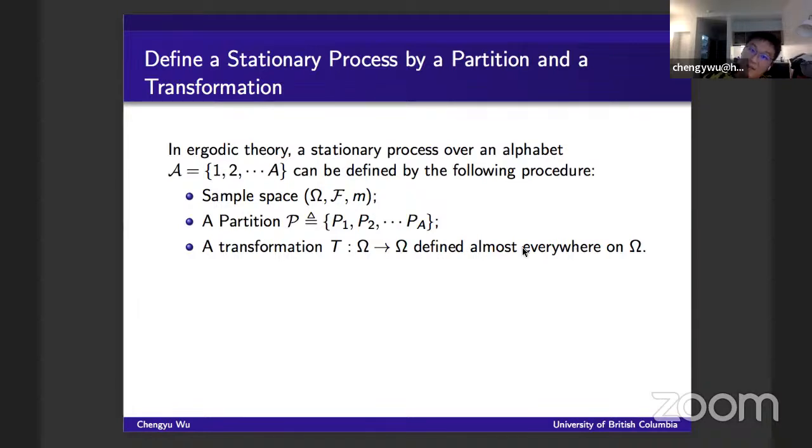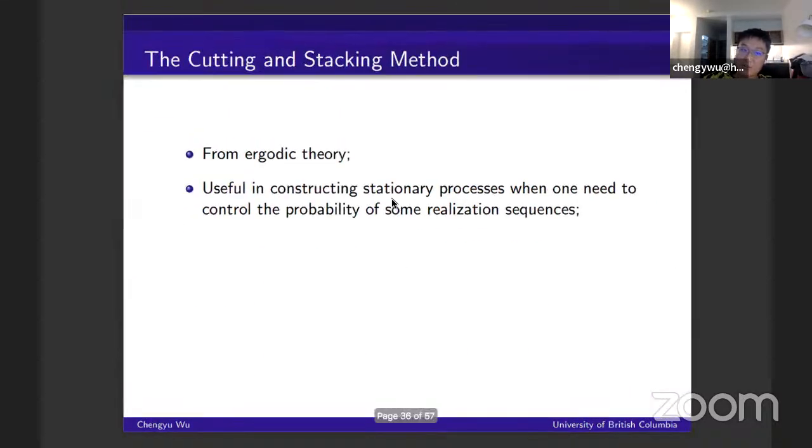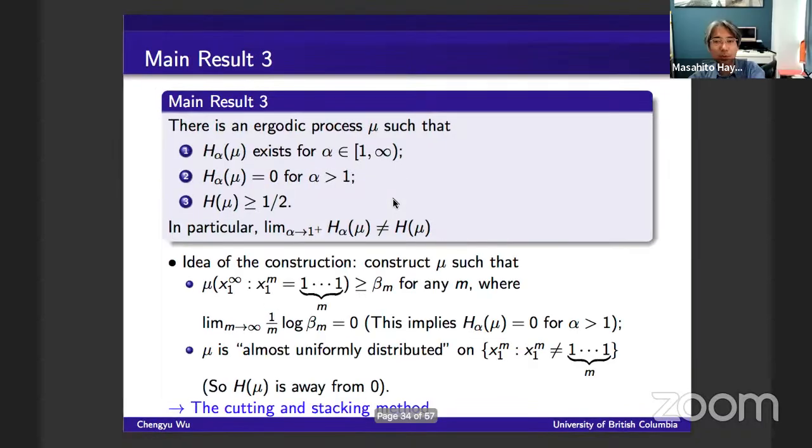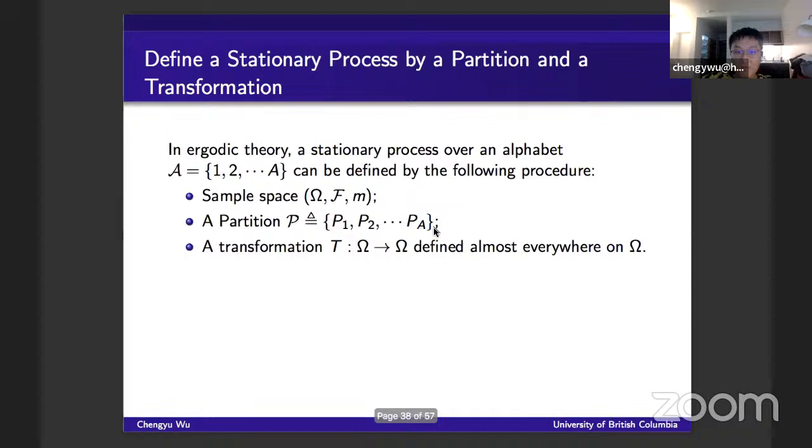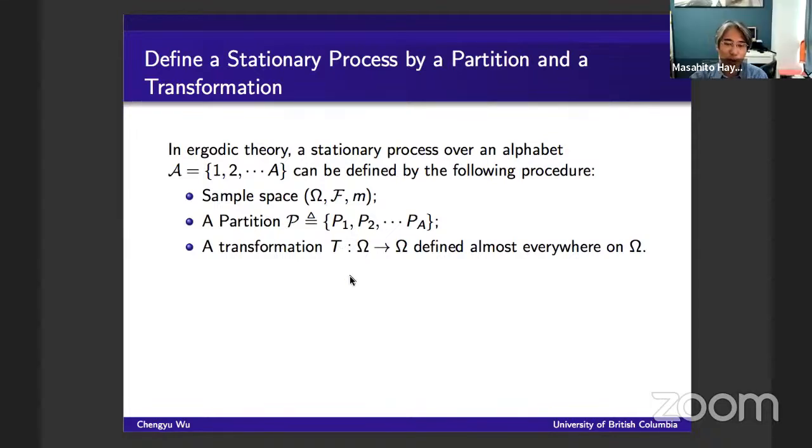And by the way, ergodicity is very important in proving this. No, wait, I cannot understand the definition. Okay. So in ergodic theory, a random process is given by the partition and the transformation, right? So as long as you have a partition and the transformation, you will have a random process, right? And in this case, this is not the definition, I think.